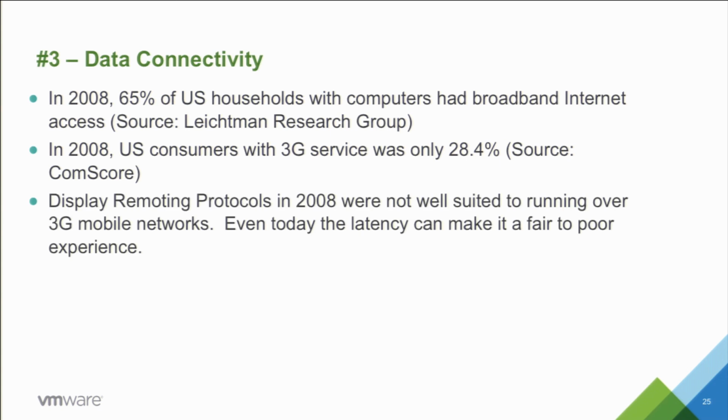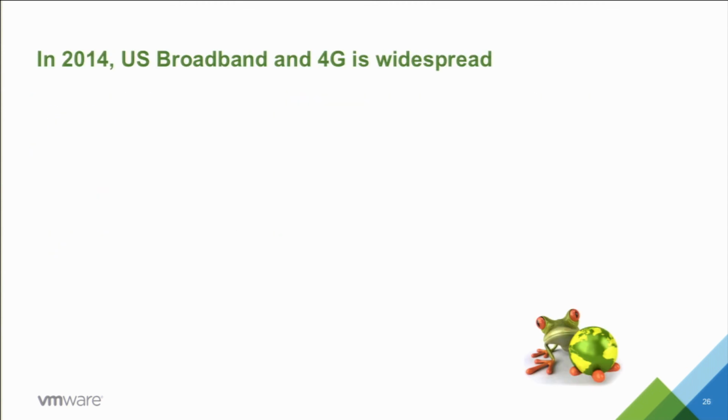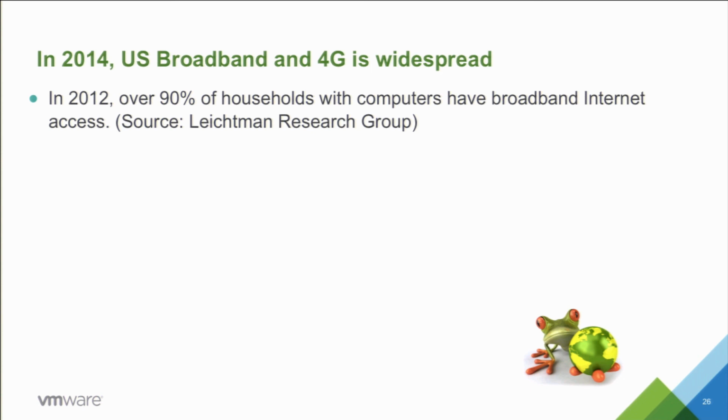And most importantly, the display protocols, meaning HDX, RDP, RemoteFX, and PC over IP, were not very good running over a mobile network. Even today, the latency on a 3G network makes the modern routing protocols not that great. But in 2014, US broadband is now at a 90% penetration in families that have a computer at home. So 90% of us have broadband access of some form, cable, DSL, whatever the case may be.